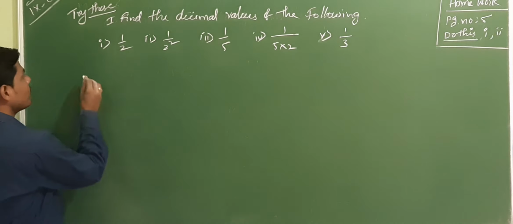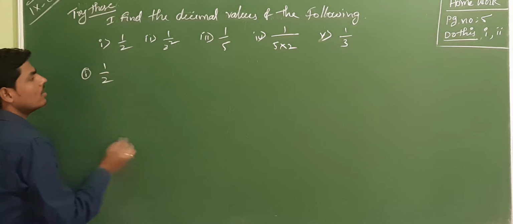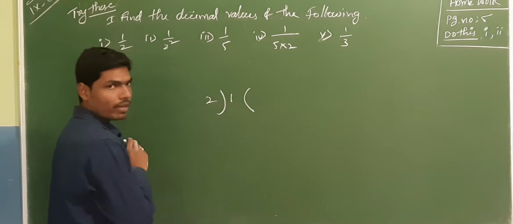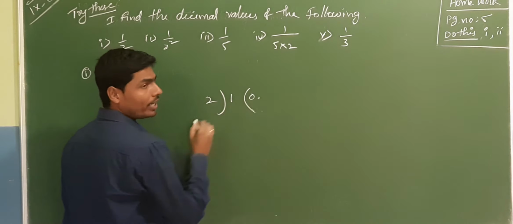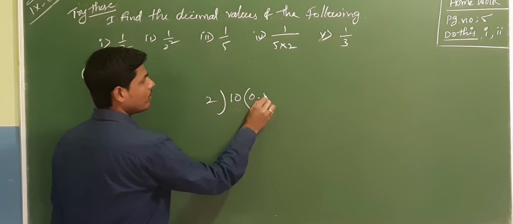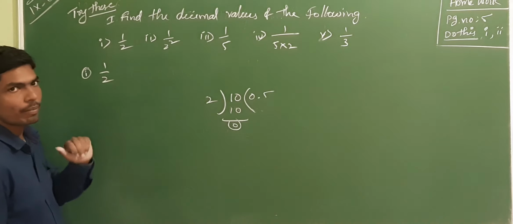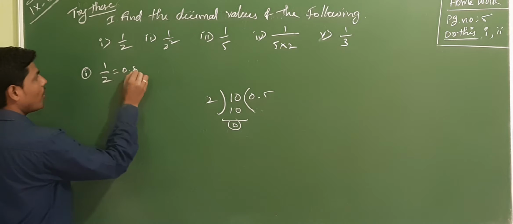So first we take the first one, 1 by 2. I am taking here 1 and 2. It's a smaller number, right? So take 0 and a point, and then take 0. 2 5s are 10. You got remainder 0. So what is the solution for this? 1 by 2 is equal to 0.5.